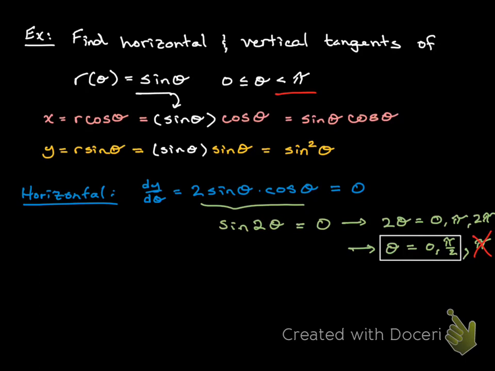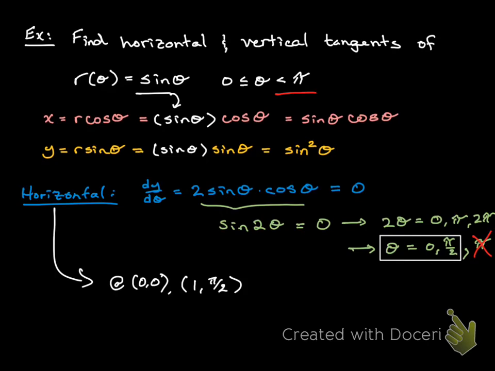Okay? What are those points? What are the points at which I have horizontal tangents? Well, when theta is 0, r is also 0 because r is sine of theta. So I have the point 0, 0, right? When theta is 0, r is also 0. And when theta is pi over 2, r is 1. Those 2 points are the locations of horizontal tangent lines.